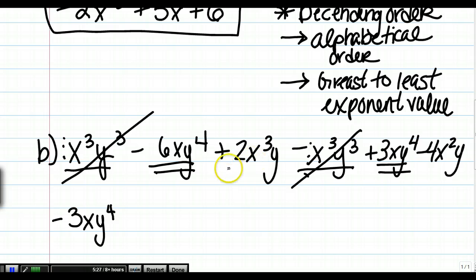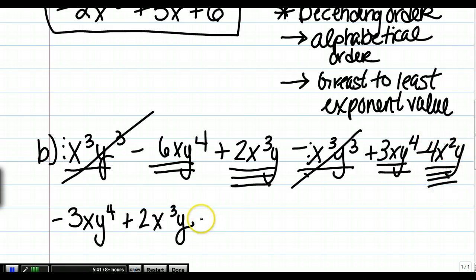When I look here, I'm looking for another x to the third y, but I can't find one. So I'm just going to leave it alone and write it down here by itself because it didn't have any terms to add it to. And then you have the last one right here. Again, it doesn't have a partner, so you go ahead and just write it down.